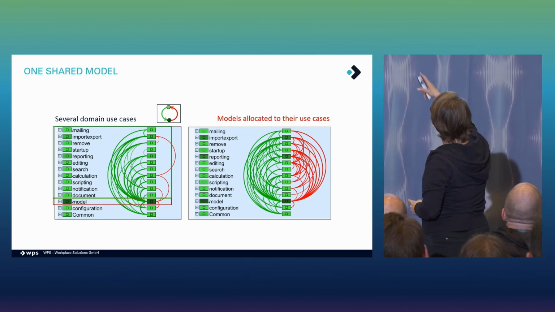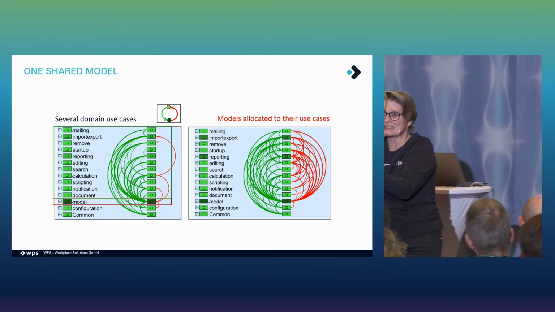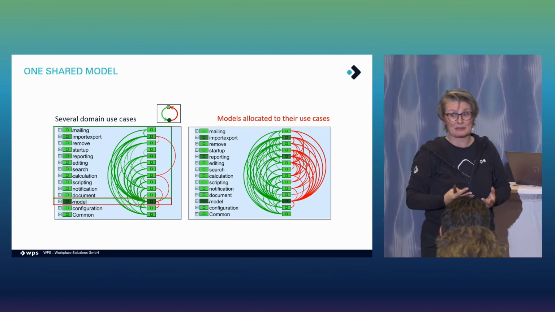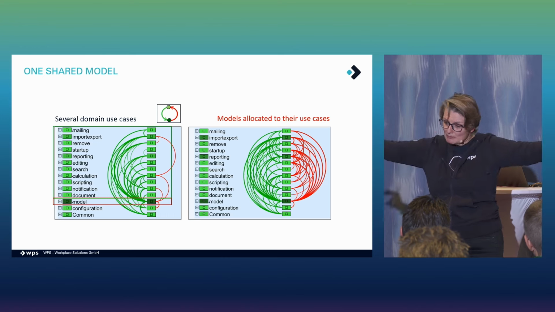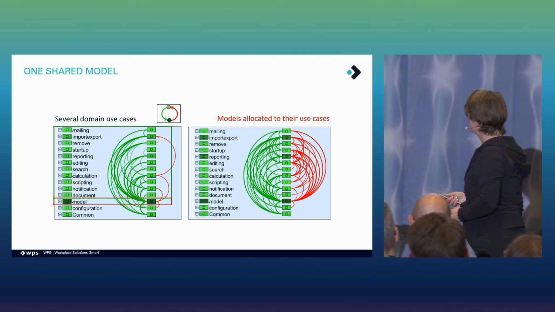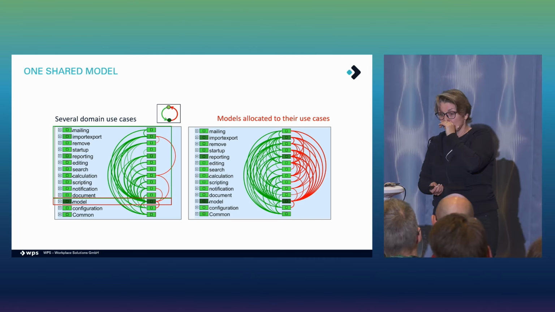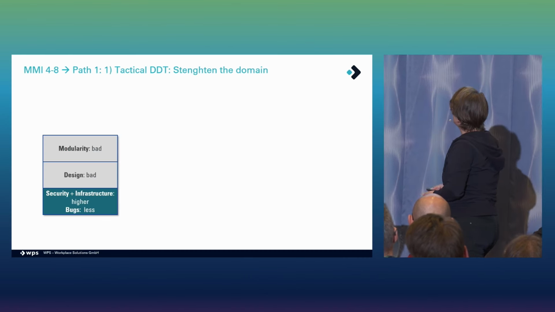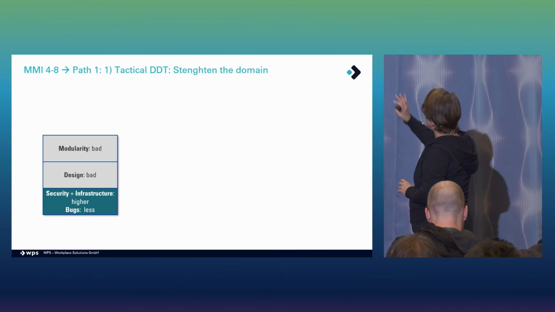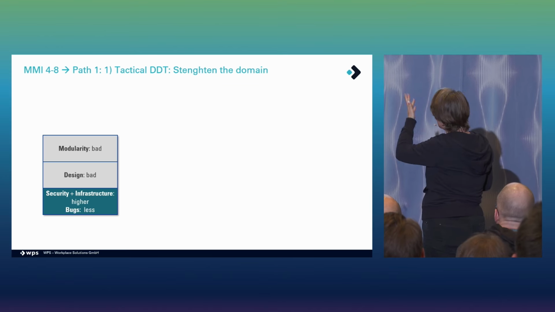You see that all these new arcs have appeared. And all these new arcs come from the domain model. And this is what happens. If you have a huge domain model that everybody is using, this is where you end up. And it's very, very difficult to get that apart. So in that case, we have a system where security is okay, infrastructure and bugs. We have to start with the design.